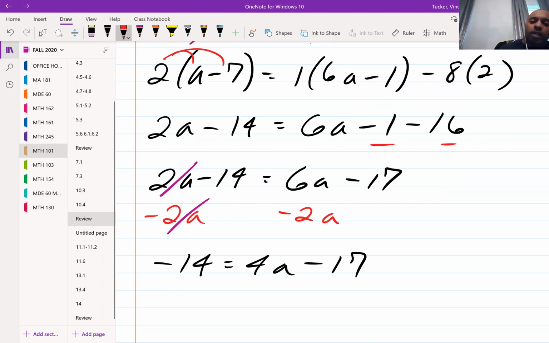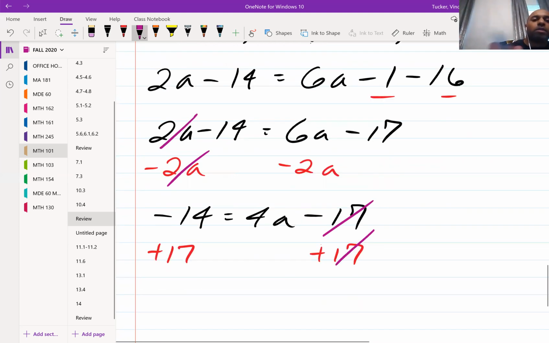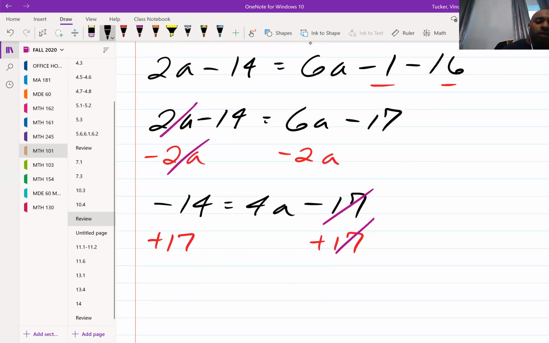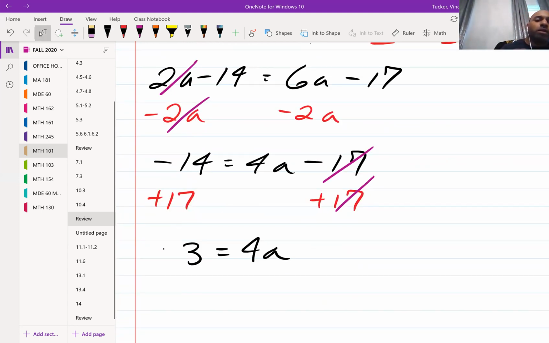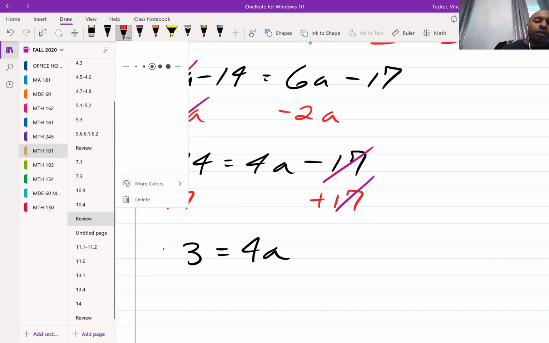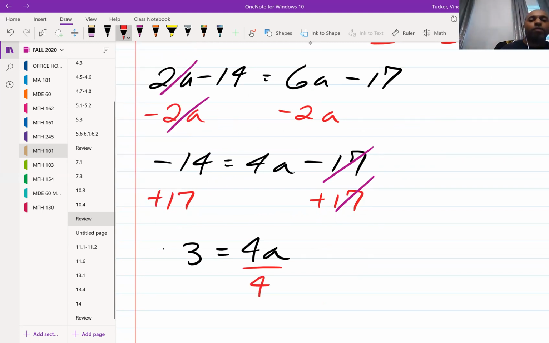Then let's add 17 to both sides. That'll be 3 equal to 4a. Then we can finish it off by dividing both sides by 4. A is equal to 3/4.